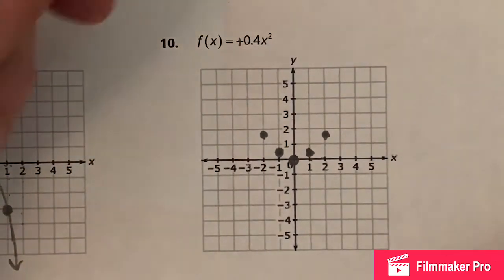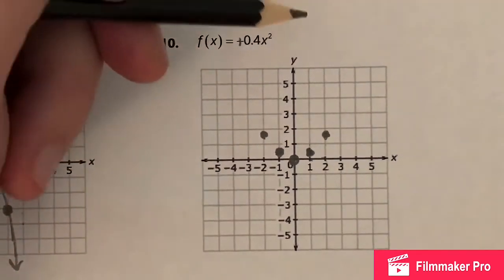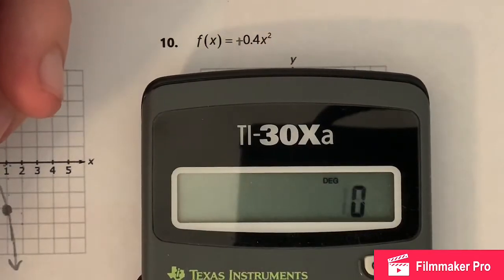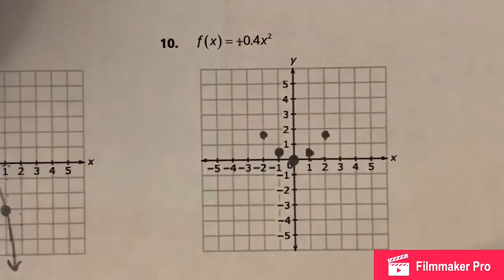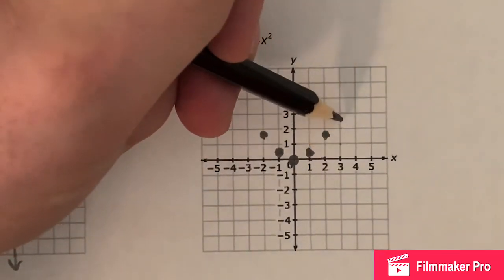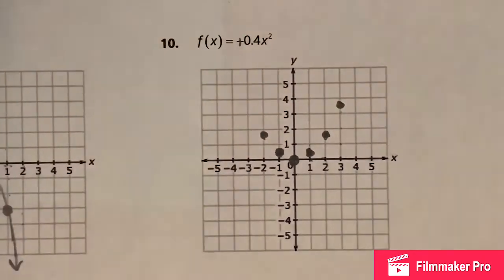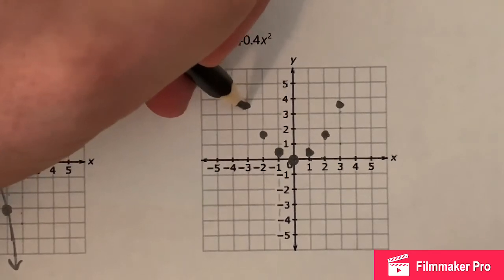All right, it used to be over 3, up 9, right? But now we have the 0.4 multiplier. So what is 0.4 times 9? And that gives me 3.6. So I'm going to go over 3, up 1, 2, 3, and then a little bit over halfway right there. And I'll put the other one on the other side right there.